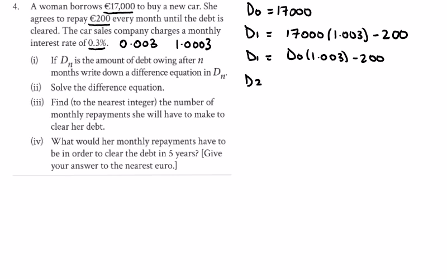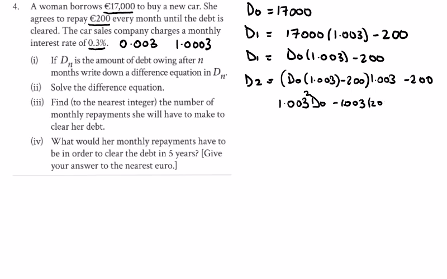D2 will be what she owes in year 1 times the interest rate minus the 200 she pays back. We should be able to see a pattern now. This is going to be 1.003 squared times D0 minus 1.003 times 200 minus 200. We could keep on going, but you should be able to see Dn here.